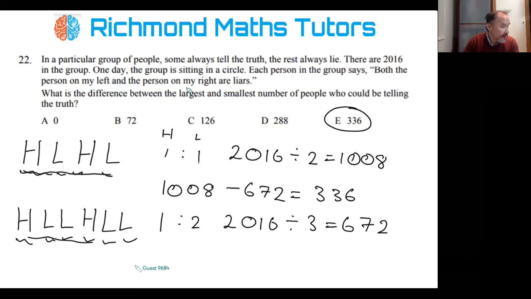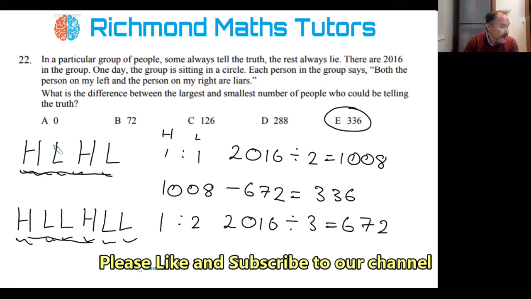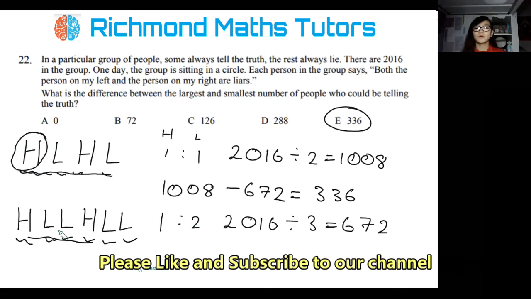So these are the only 2 patterns which would allow each person to say both the person on my left and the person on my right are liars. Although they may not be the only patterns, because it just says between the largest and the smallest number of people who'd be telling the truth, so I'm not too sure if there are any more patterns that there could be.